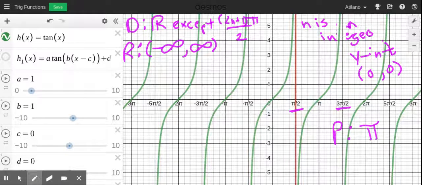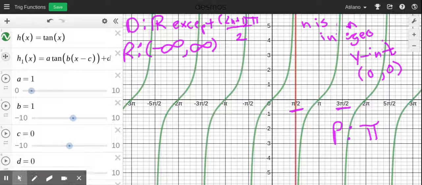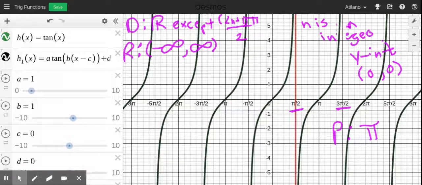Okay, so those are the 4 basic facts you should keep in mind when we talk about a tangent graph. The asymptotes, as far as we know, occur at odd integers of pi. The range is infinite. The y-intercept is (0, 0), and the period is pi, so it repeats after a change in pi for your inputs. So let's go ahead and take a look at its transformations.